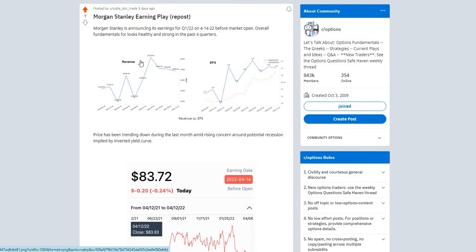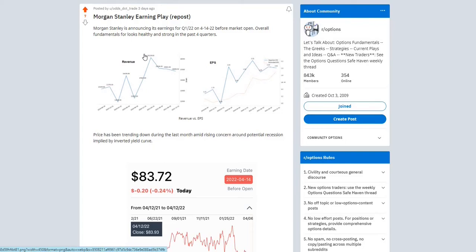So I wrote this post on April the 13th, and Morgan Stanley is announcing its earnings for Q1 of 2022 on April the 14th before market open, which is a Thursday, but also the last trading day of the week because Friday is Good Friday. So you will see that the expiration date for the contract of this week is on a Thursday as opposed to a Friday.